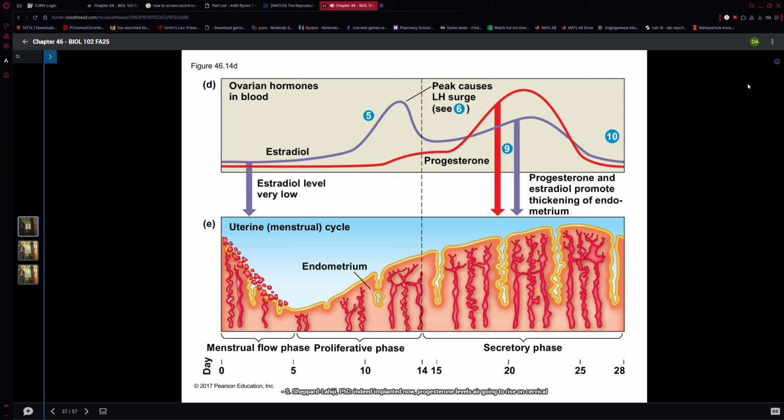Now, progesterone levels are going to rise, and cervical mucus consistency is going to change. So usually what happens is if we have that successful implantation, then cervical mucus consistency becomes more viscous, and something called a mucus plug will form.